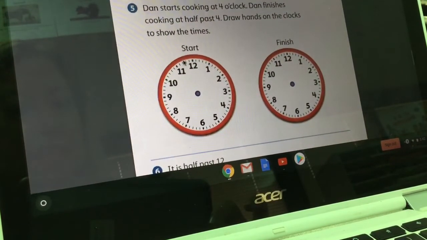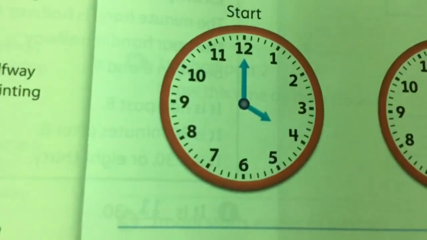On the back side, Dan starts cooking at 4 o'clock. Dan finishes cooking at half past 4. Draw hands on the clock to show the times. All right, please pause the video and draw your hands to show 4 o'clock. Once it's drawn, it should look like that.